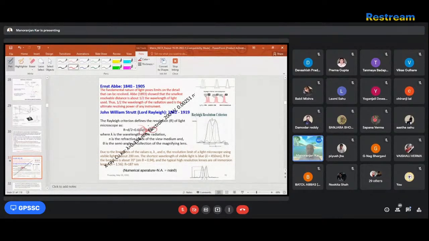Very interesting. If you calculate, there is an example: visible light is around 200 nanometer, or if you take the shortest wavelength, 450 nanometer, then you will see that the resolution is 187 nanometer. That means if the object is 187 nanometer in size or bigger, you can observe it by optical microscopy. Or if two objects are separated by 187 nanometer, you can see that there are two objects. That is the conclusion: in visible light we can go up to around 200 nanometer resolution. Beyond that we cannot see anything.